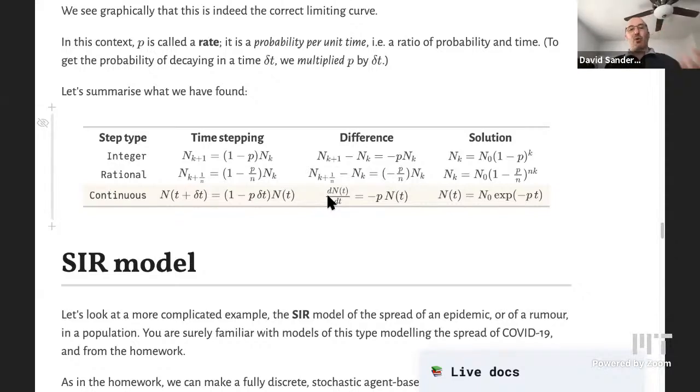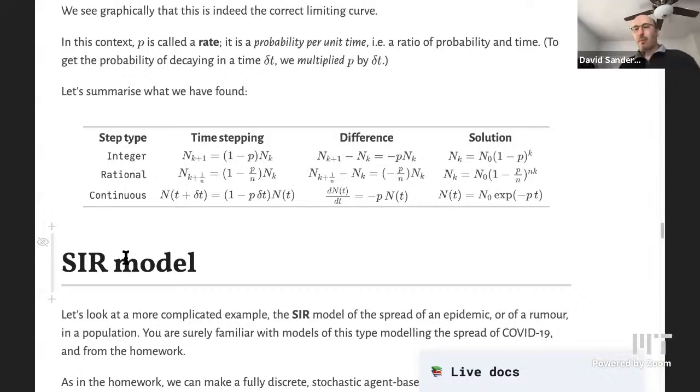So let's look at a more complicated example, which everybody has probably seen a lot recently: the SIR model of how an epidemic changes in time. How the number of infectious people, people infected, unfortunately, with COVID-19, can be modeled as changing in time. This will be just the simplest possible example of these models.